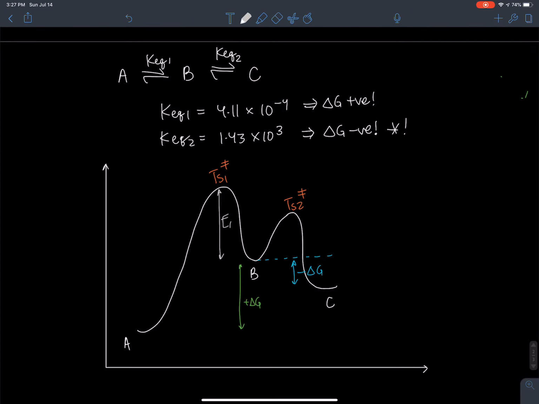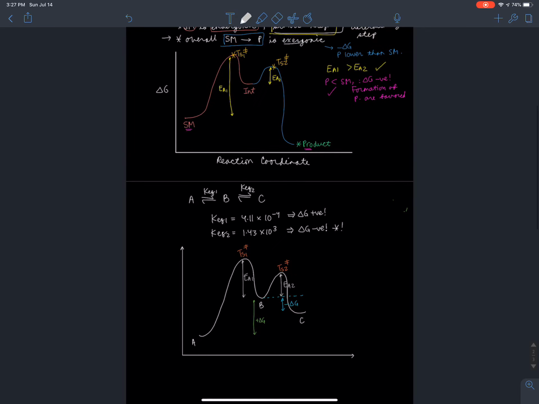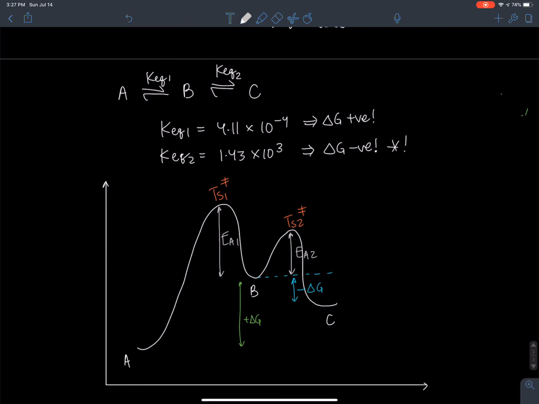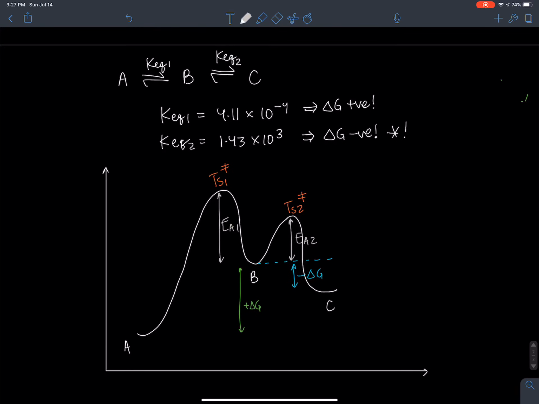So this is EA1, this is EA2, which looks a little bit different from the other graph that we drew just now, but this is the general idea, where the reactants for a positive value are lower than the products, and then the products are higher than the reactants for a K value of less than 1.